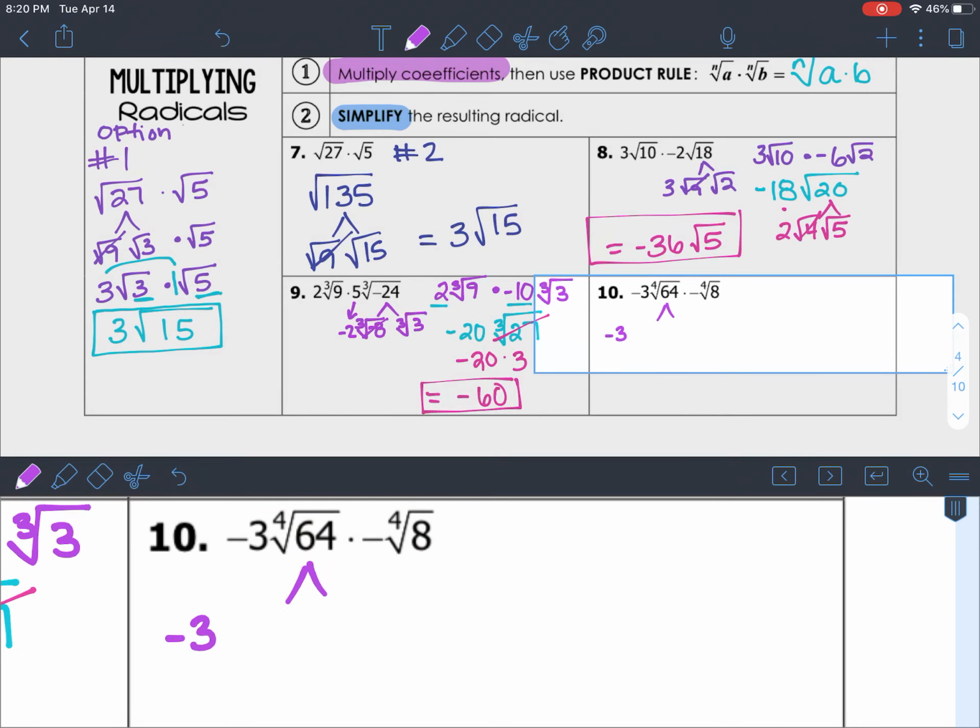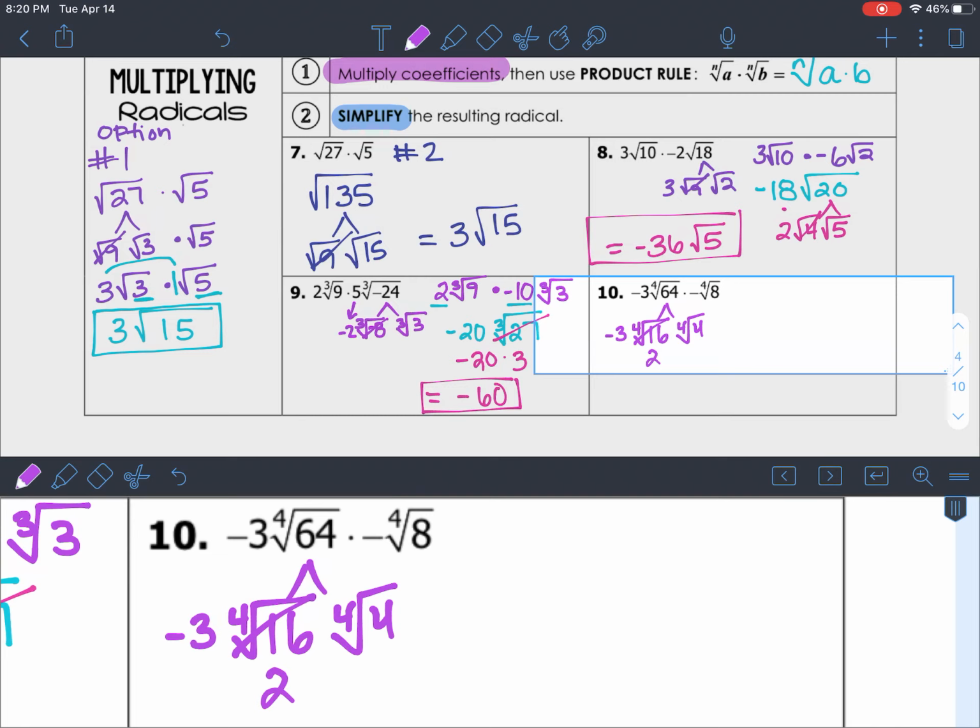So I still have this -3 out front, and then I have the fourth root of 16 and the fourth root of 4. So the fourth root of 16 is 2. So what I'm really multiplying together here is -3 times 2, which gives me -6. The fourth root of 4 times, that's a -1 out front there, times the fourth root of 8.